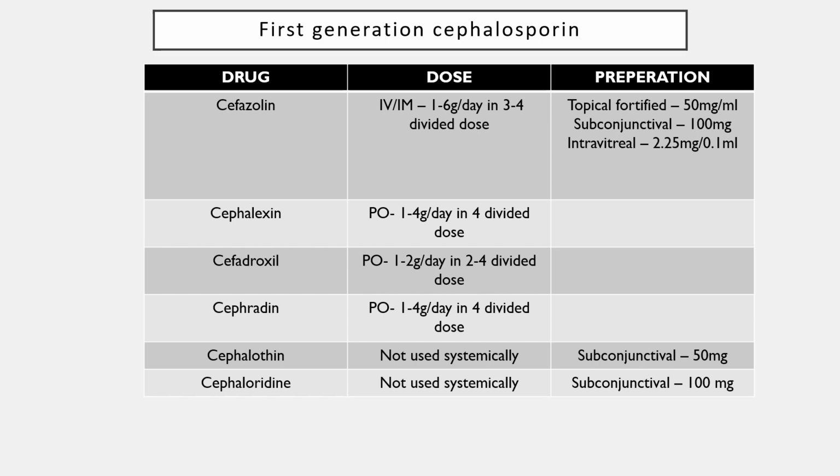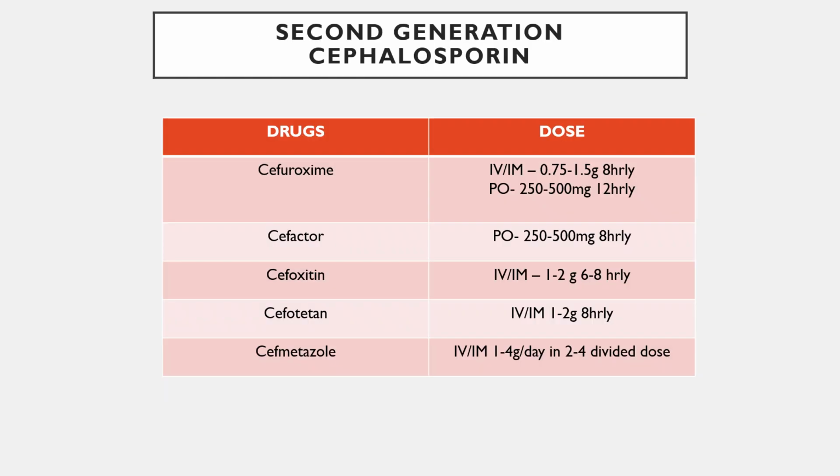Here we can see that cefazolin is available in topical fortified, subconjunctival, and intravitreal preparations, whereas cephalothin and cephradine are available in subconjunctival preparations only. The rest of the others are available in systemic doses. Second generation cephalosporins are available in systemic doses.